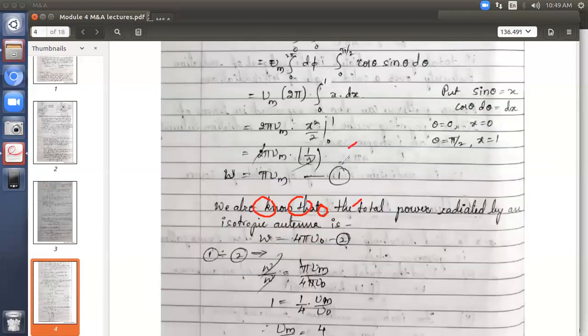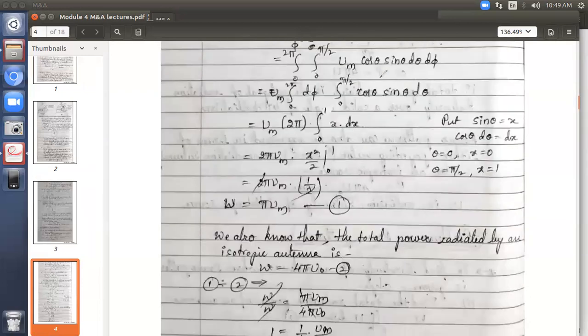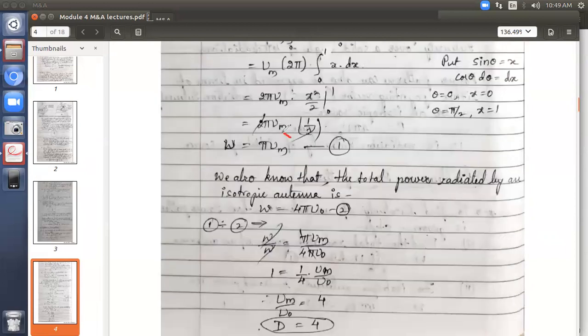What is step 3? We need to take the ratio of U by U naught. If you check equation 1 and equation 2, equation 2 has U naught. So we need to take the ratio of U by U naught. That's why I will take the ratio of the first equation by the second equation. LHS is W, so W by W is equal to pi divided by 4 pi U naught. So pi cancels, W cancels. 1 is equal to 1 by 4 U by U naught.